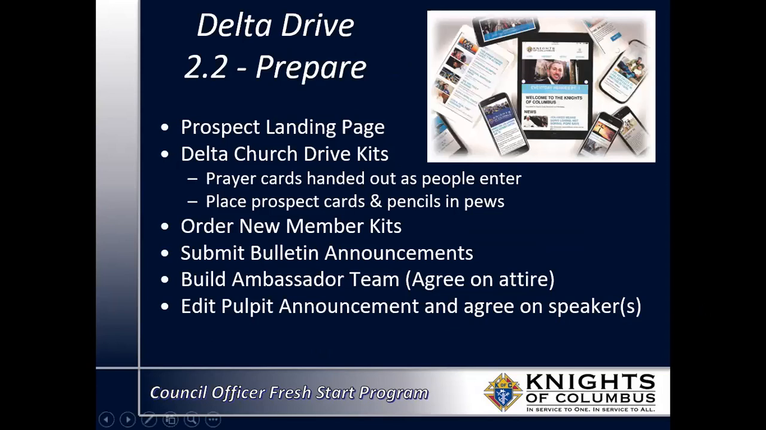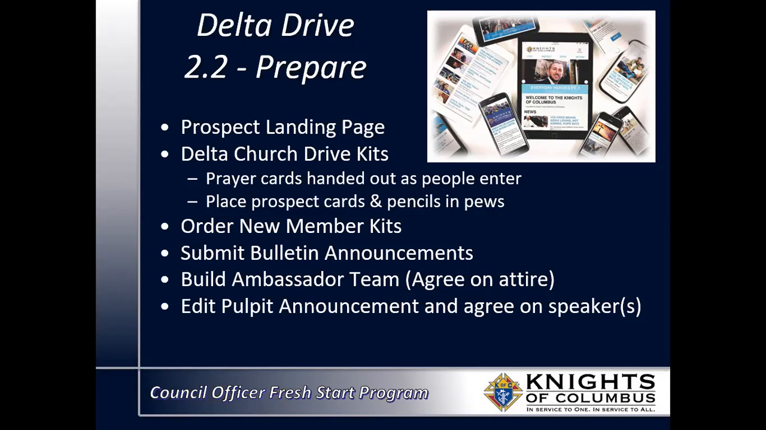Prepare for it. Prospect landing page. I've got another page on the next page that tells you how to set that up. And I think the membership director should be the person doing it. Order your Delta Church Drive kits. And again, you'll need to know how many people you expect so you can hand out prayer cards and those sorts of things. Place the prospect cards and pencils in the pews. Order new member kits, so you've got rosaries and pins and those sorts of things for your exemplifications. Submit your bulletin announcements in whatever time frame is needed to get in your bulletin, so that they're in there 2 to 3 weeks at a time.